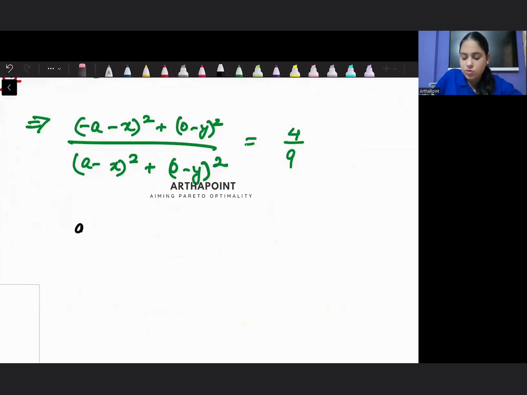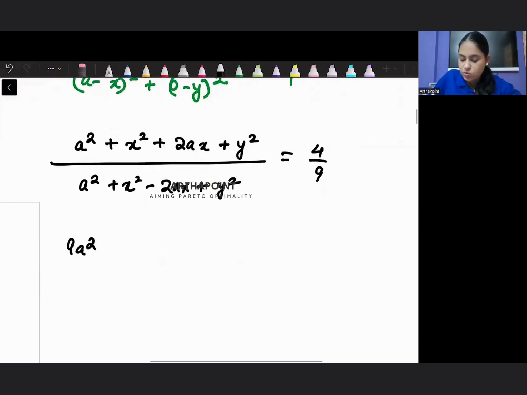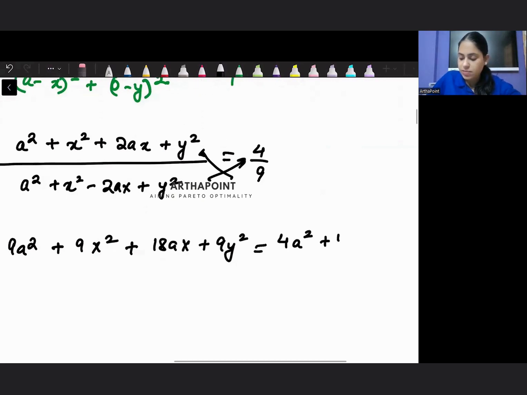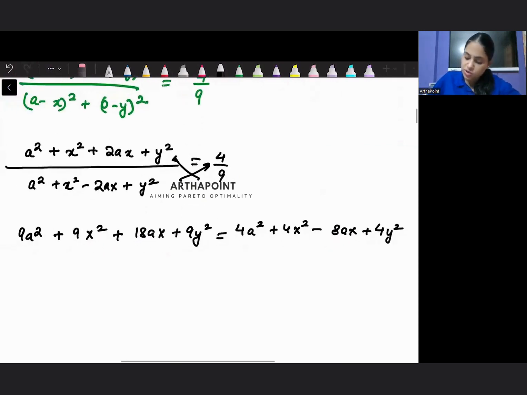So this will be minus a whole square plus x square plus 2ax plus y square upon a square plus x square minus 2ax plus y square will be 4 by 9. So 9a square plus 9x square, just cross multiply, plus 18ax plus 9y square will be 4a square plus 4x square minus 8ax plus 4y square. Okay, now just try to solve this.